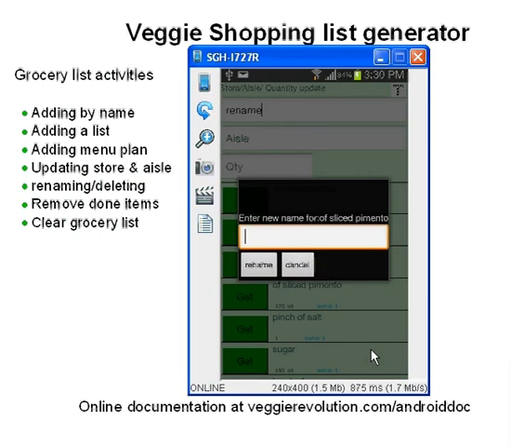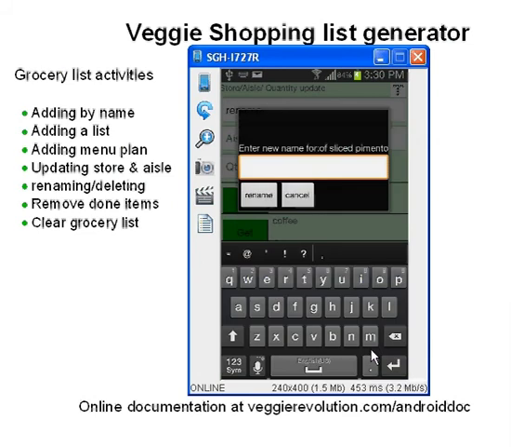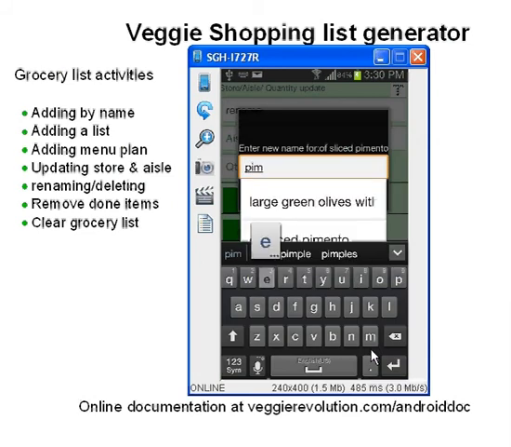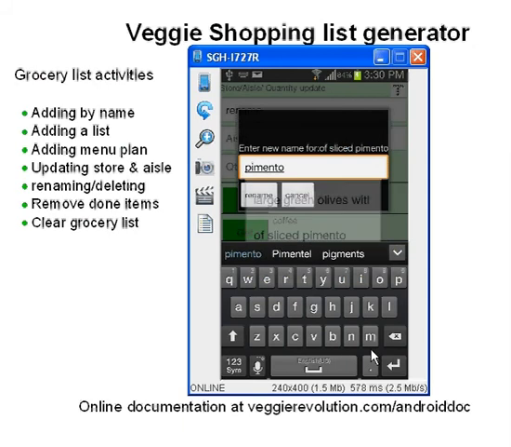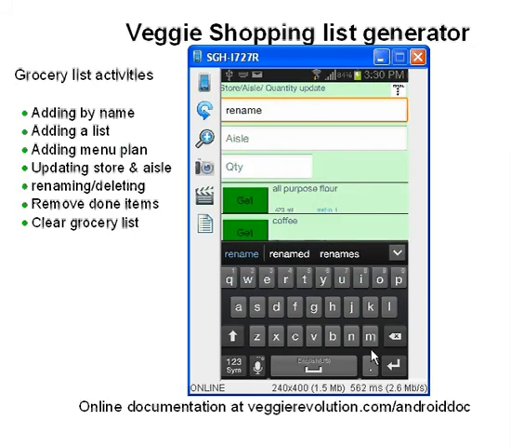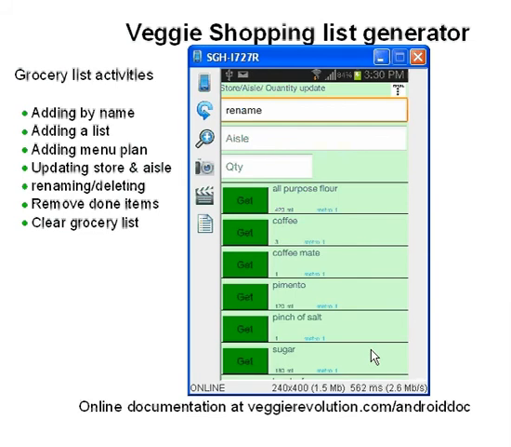And now it says enter the new name for "of sliced pimento." I just want to call it pimento. Rename. So now if I go back, "of sliced pimento" has been renamed to pimento. This is one of the places you would want to use that: if you download the Veggie Revolution recipes, you may want to modify them. Some recipe will say use margarine, and we use the brand Earth Balance, so I would change margarine to Earth Balance.